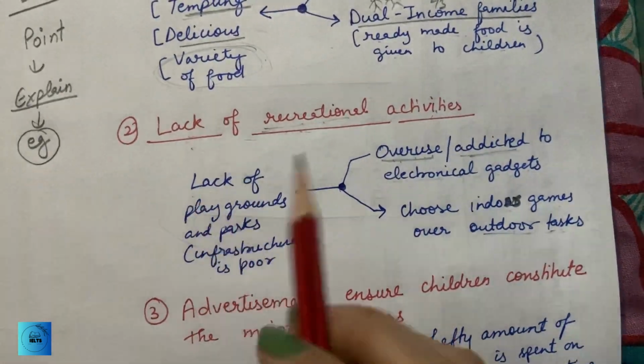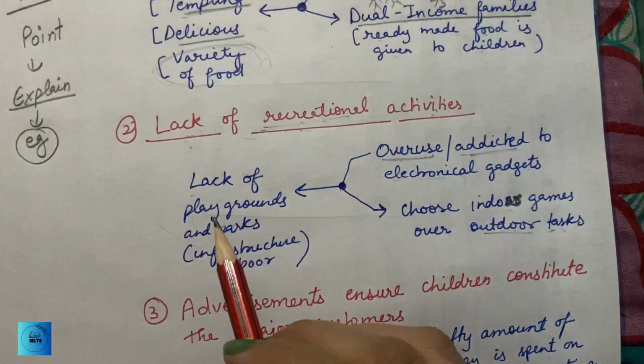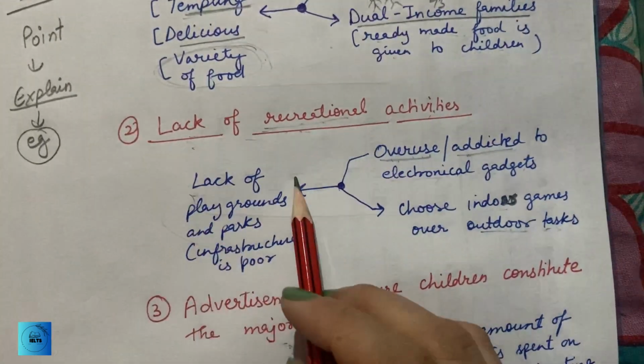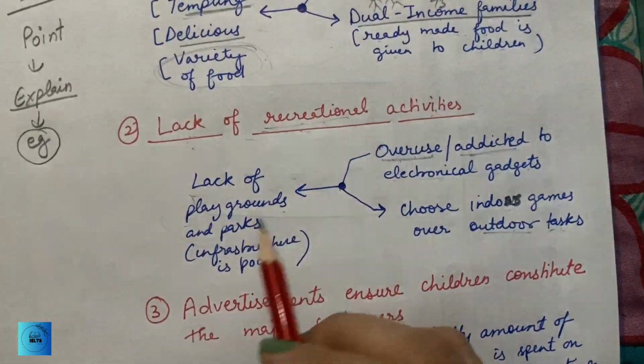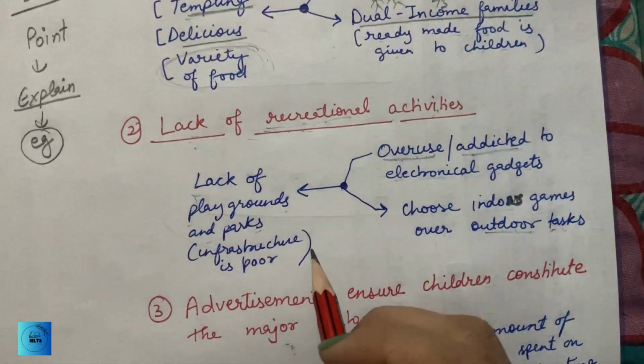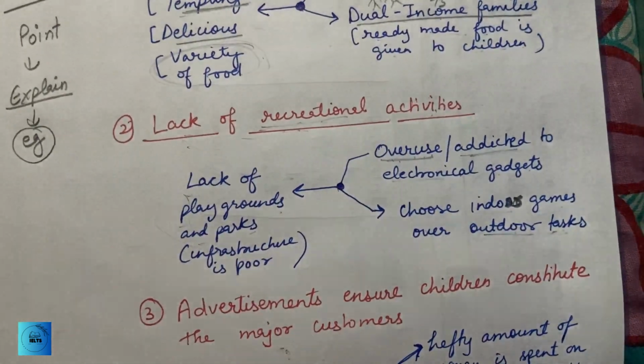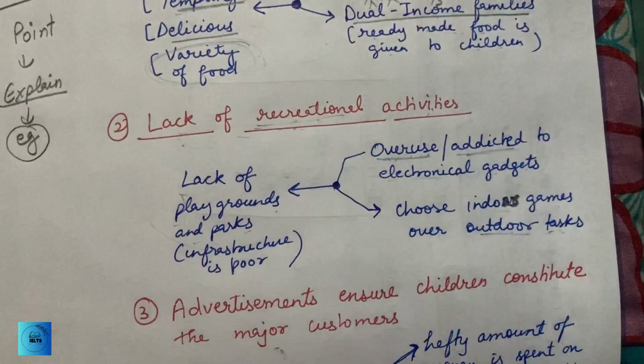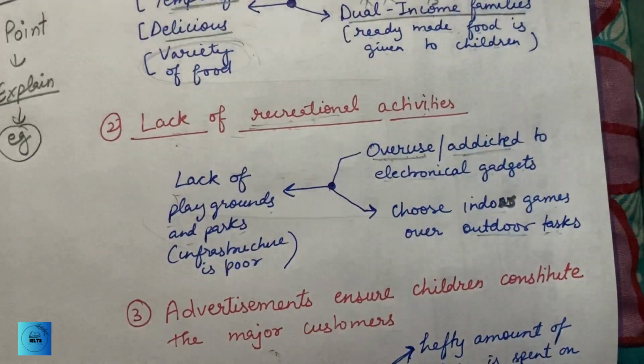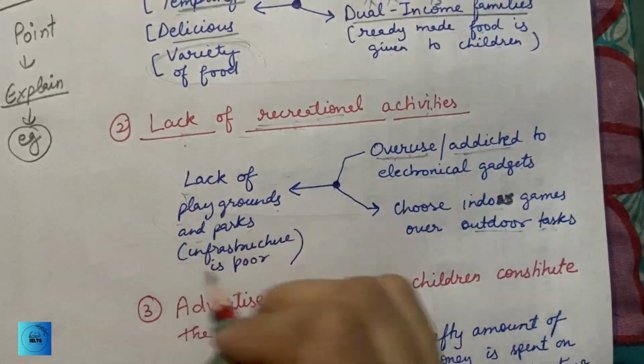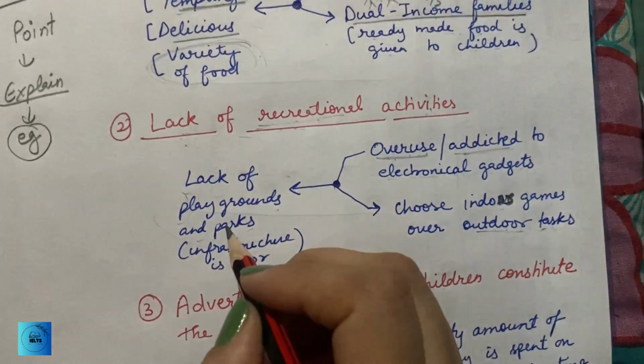And also in some cases, like in urban areas, there is a lack of playgrounds or parks, so there is poor infrastructure. Like in villages, there are open grounds where children can go and play. So in some cases this is a possible reason.